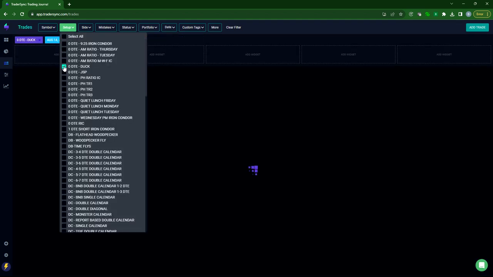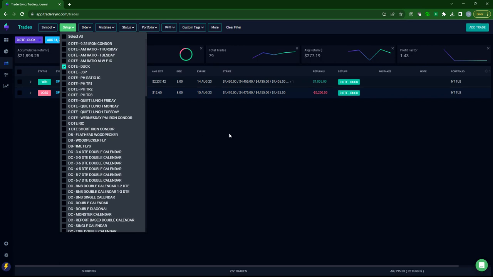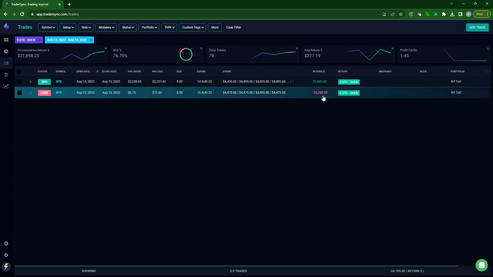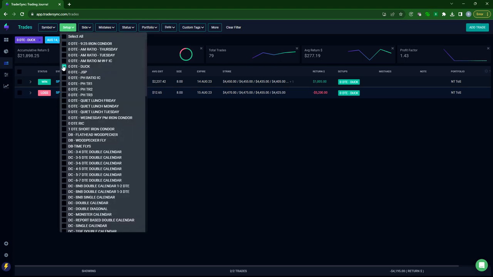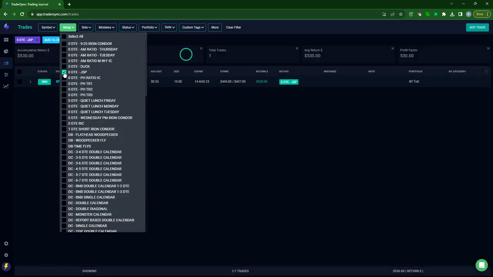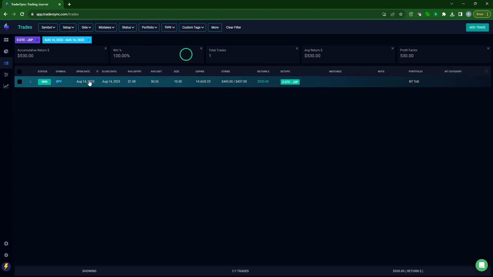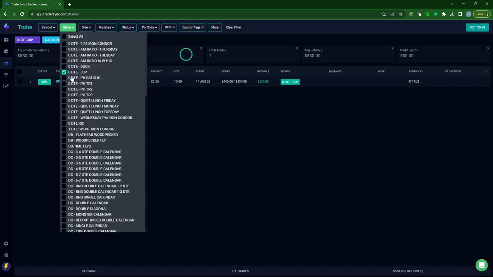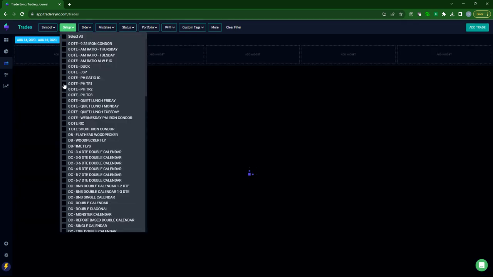Zero DTE Iron Ducks. Two trades. One was a big loser, minus 5,200. One was a winner for about 1,000. Started doing just selling puts on specific criteria. Just did one of those. Was just kind of testing it out. Actually did it in SPY. Plus 530 on that one. No ratios.